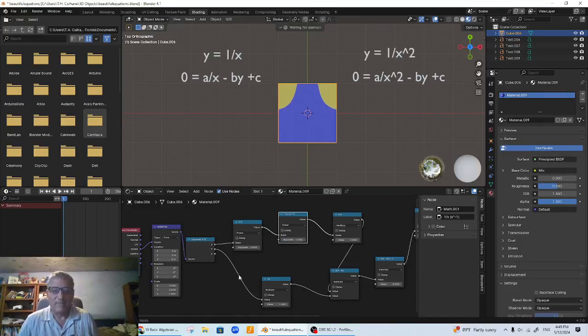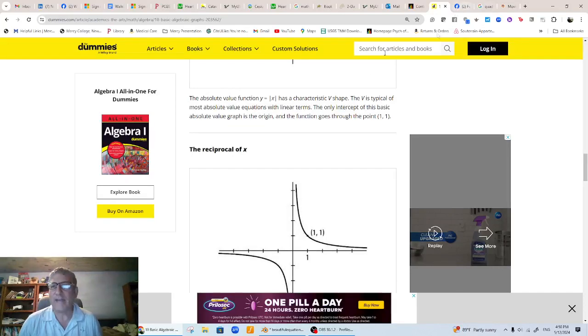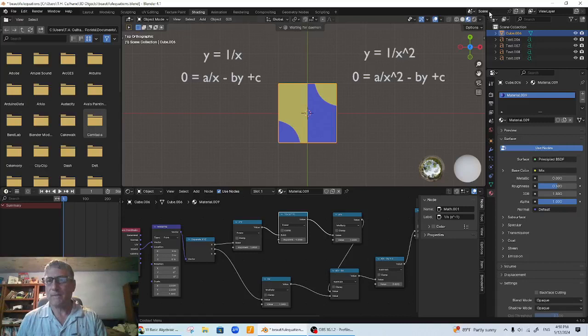If I make this, of course, to the 1, then I get that. All right. Cool enough. All right, so what was this called? This was called the reciprocal of x. So I'm doing the reciprocal of x.